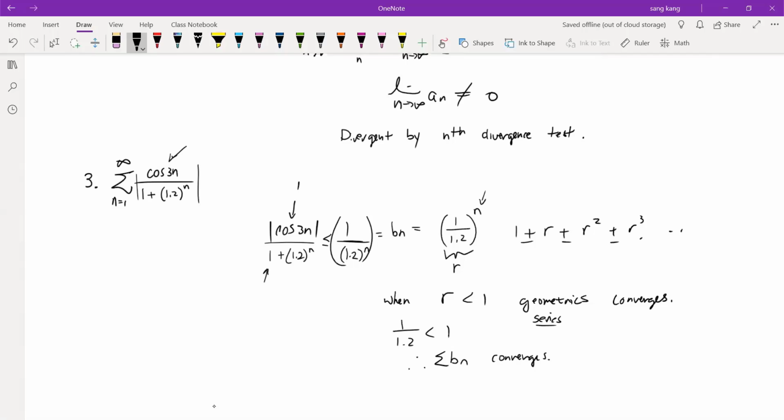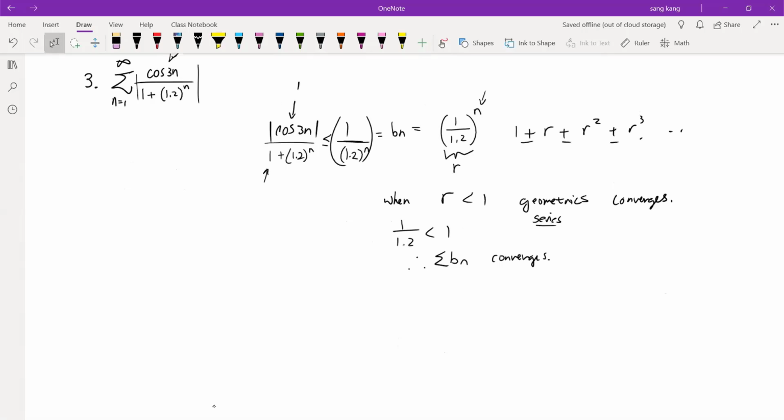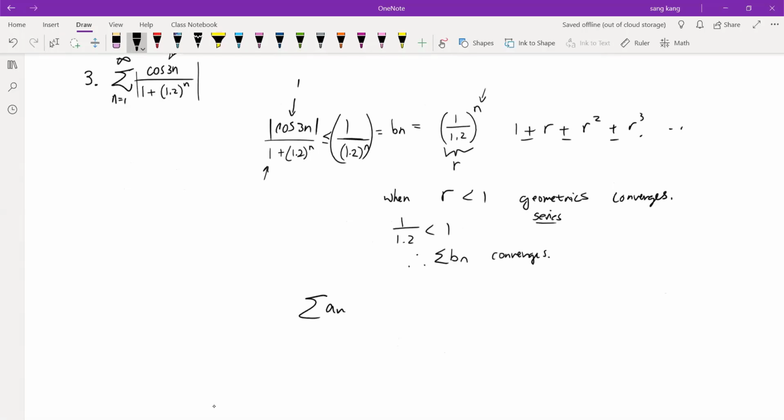So then can we say anything about our series An? Then the other series also converges, and therefore the series converges absolutely by the comparison test? Exactly. So since we're comparing both An and Bn, our series An will also converge. And since we are dealing with absolute value, it will converge absolutely.